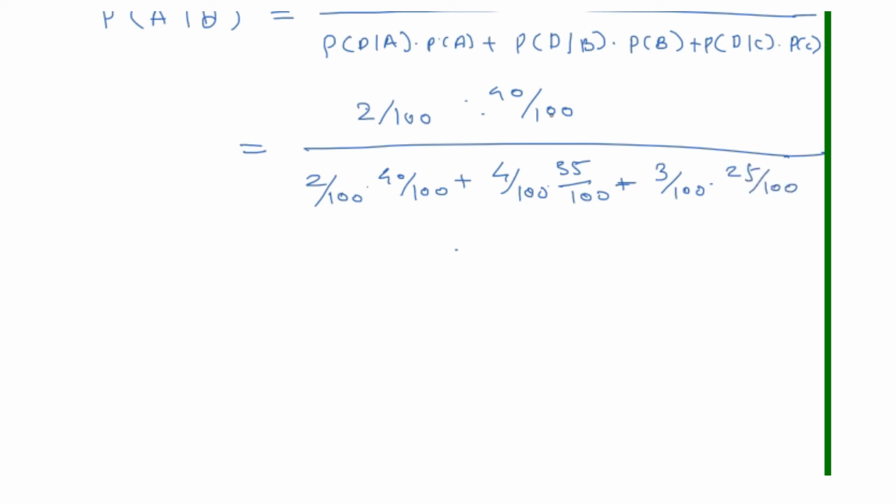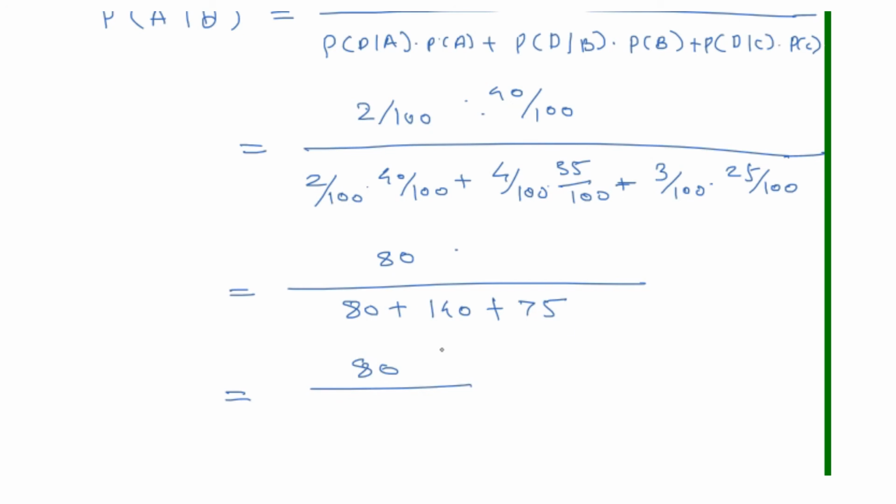So if you see here, the 100 in this denominator and the 100 in all of these denominators will get cancelled out. What will remain is 2 multiplied by 40, which is equal to 80, divided by this 80 plus 4 into 35, which is equal to 140, plus 3 into 25, which will be 75, and this summation will be 80 plus 140 is 220, and 75 will be 295.